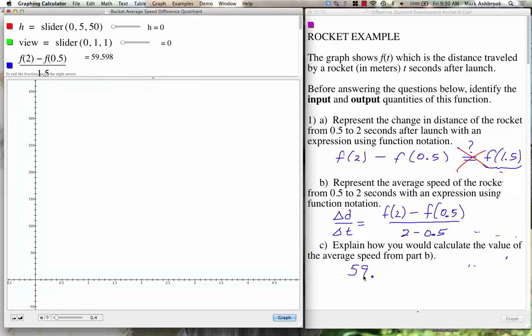What was our meaning of average speed? So tell the person next to you, according to the meaning that we developed for average speed, what is this 59.6 meters per second? Go.